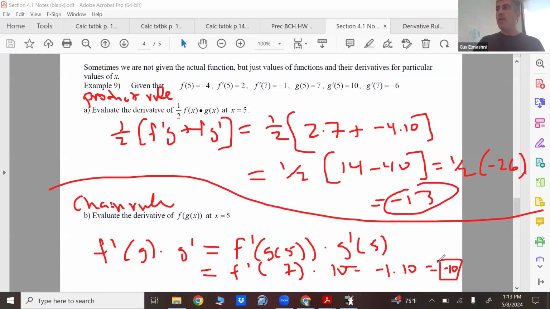So again, you had to evaluate G of 5 because you had to keep it inside intact, which is 7. Notice we never even used this piece of information. I did use each of these, but I never used that one. That was there as a throw-off.